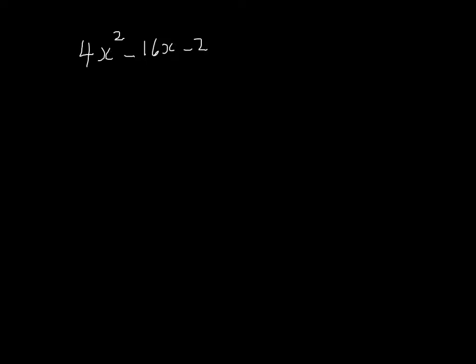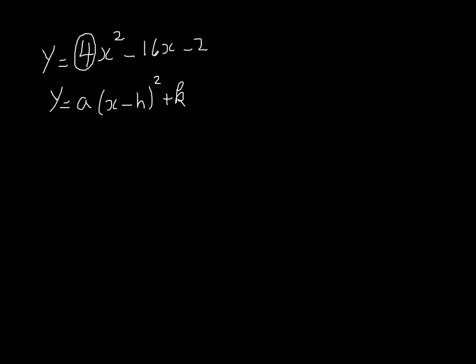Let's say we have this quadratic equation: y is equal to 4x squared minus 16x minus 2. To change it to vertex form, remember the vertex form has the following general format: y is equal to a times (x minus h) squared plus k, where a is the leading coefficient of the standard form, which is 4. h and k are the coordinates of the vertex.